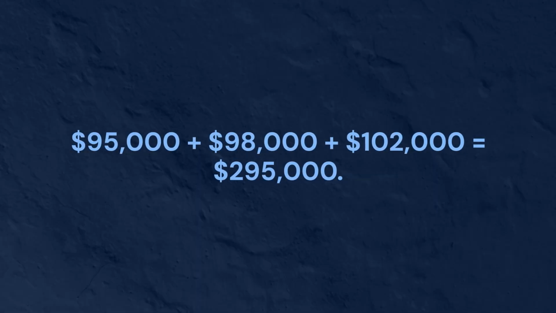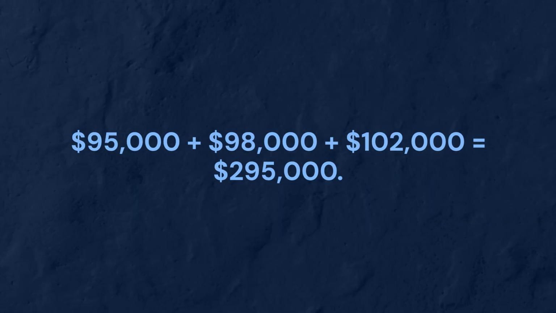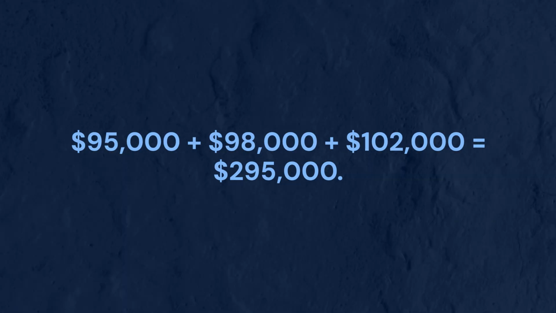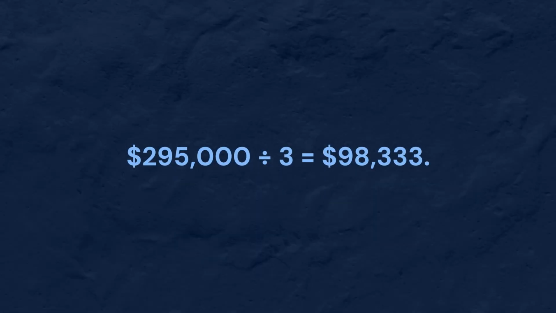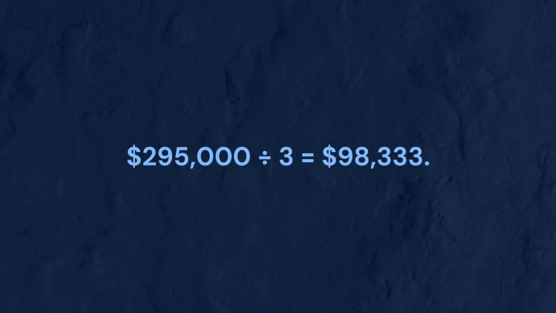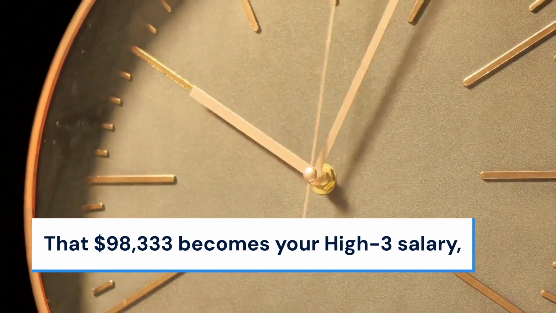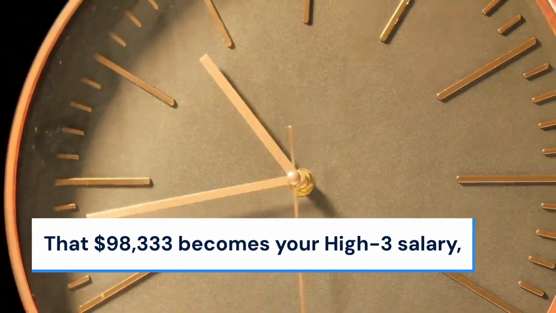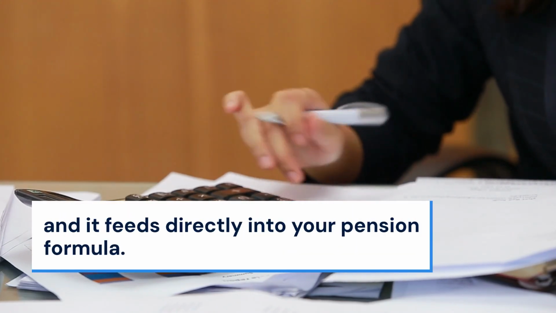$95,000 plus $98,000 plus $102,000 equals $295,000. Divide by 3. $295,000 divided by 3 equals $98,333. That $98,333 becomes your high 3 salary, and it feeds directly into your pension formula.